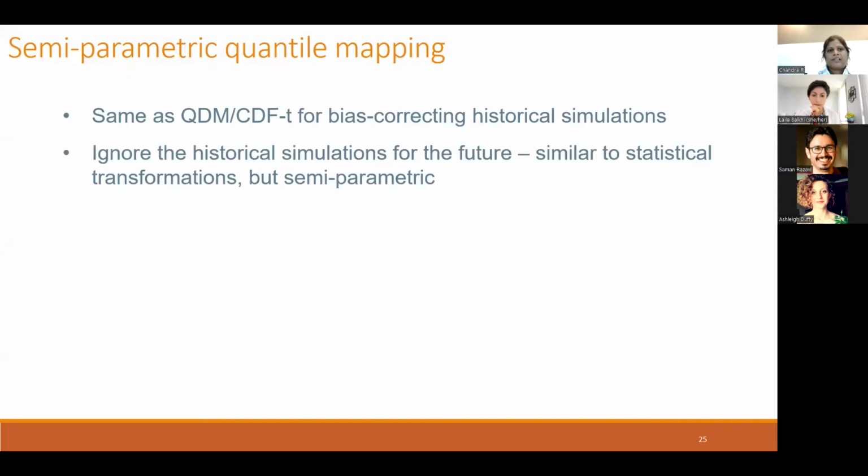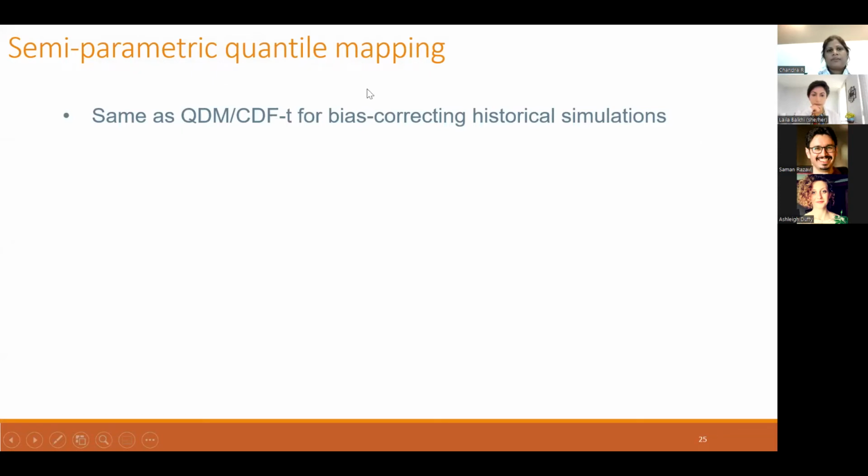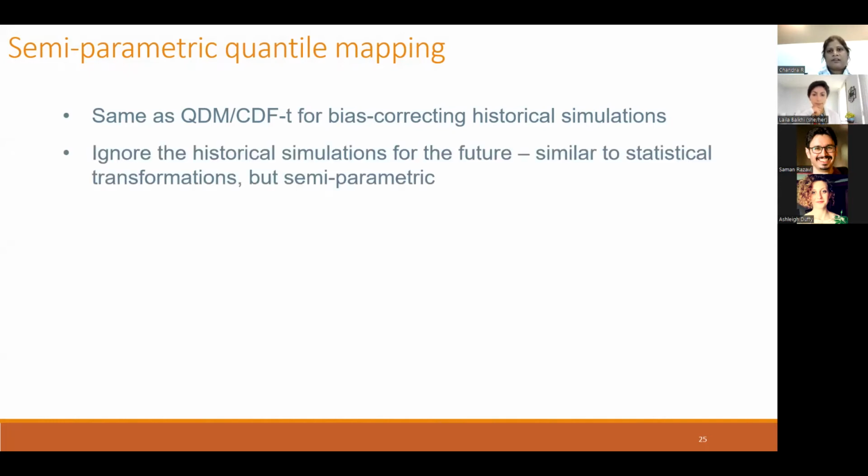If we are trying to bias correct the historical simulations, the SPQM is the same as the QDM or the CDFT. All the methods actually coincide. There is not much difference when we are trying to bias correct the historical simulations. But when we are trying to bias correct the future simulations, this is similar to the statistical transformations which I noted a couple of slides back.